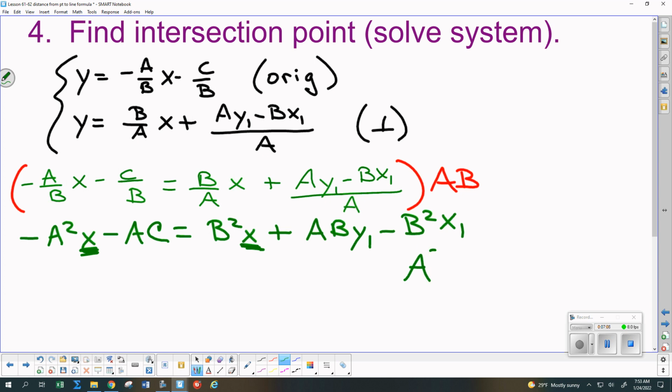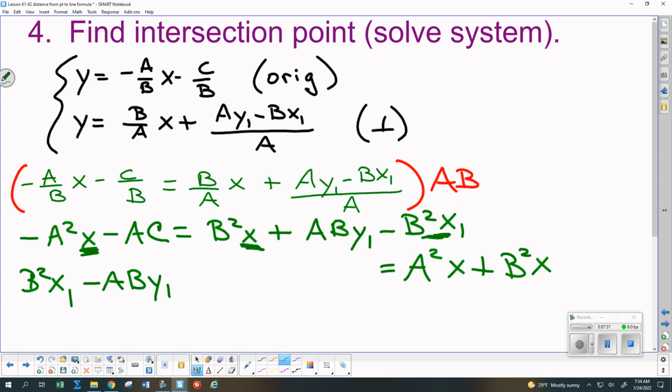So if I move the a squared x over to the right-hand side, it becomes positive, and keep the b squared x over there, it stays positive. Everything else I want on the left-hand side. So on the left-hand side, I'm going to have b squared x1 when it moves over. And then I am going to have minus ab y1, and I'm still going to have my minus ac.